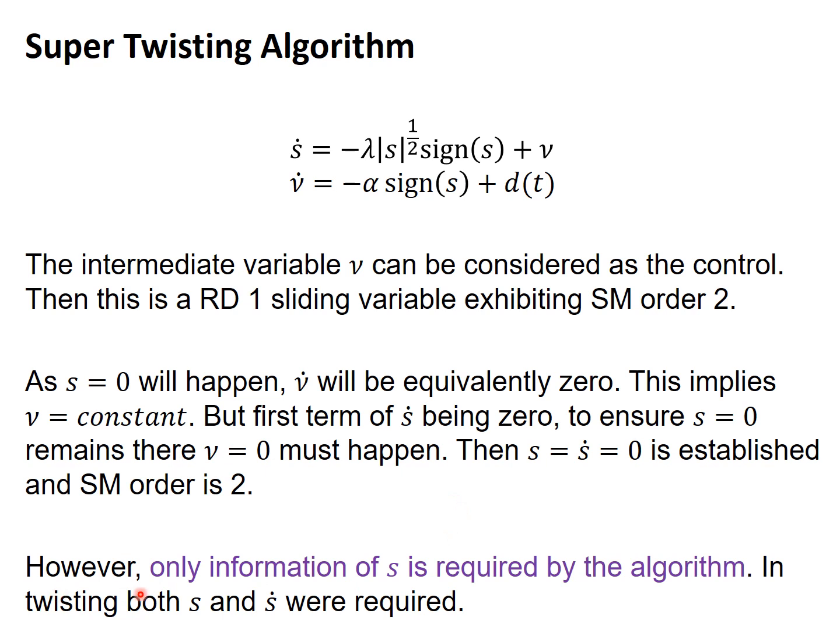One important thing to note, as I already told you, is that only the information of S is required by this algorithm. In twisting, both S and S dot were required, because there was a sin S term and a sin S dot term in twisting. Here only the sin S term is there, and S is there, no other terms.